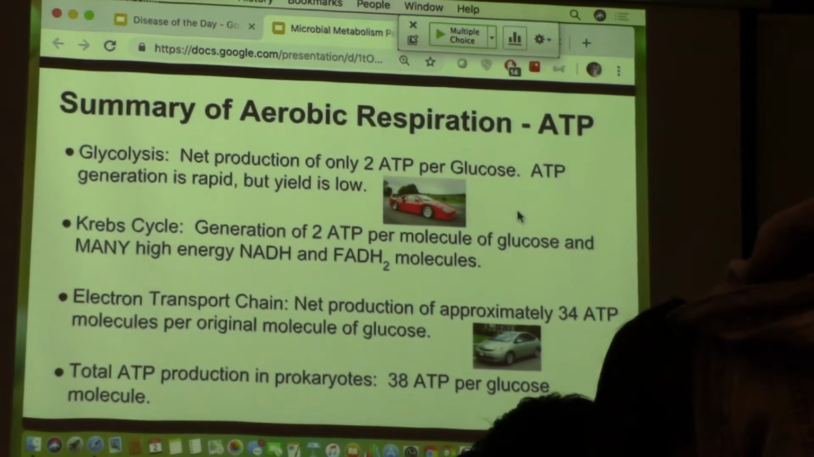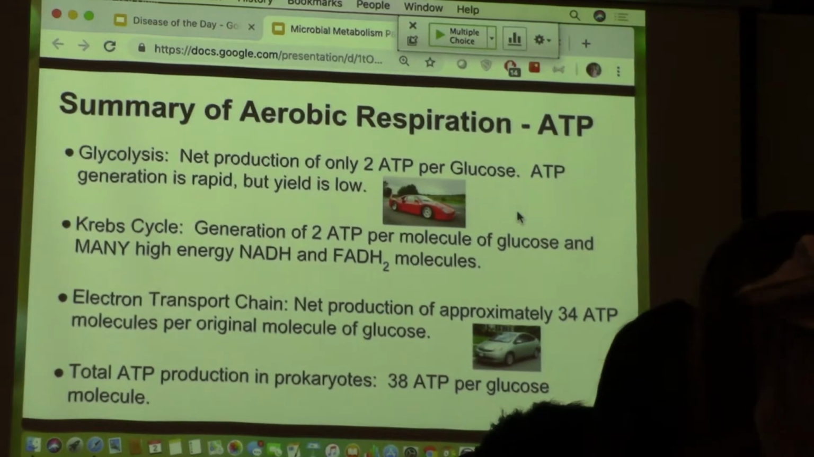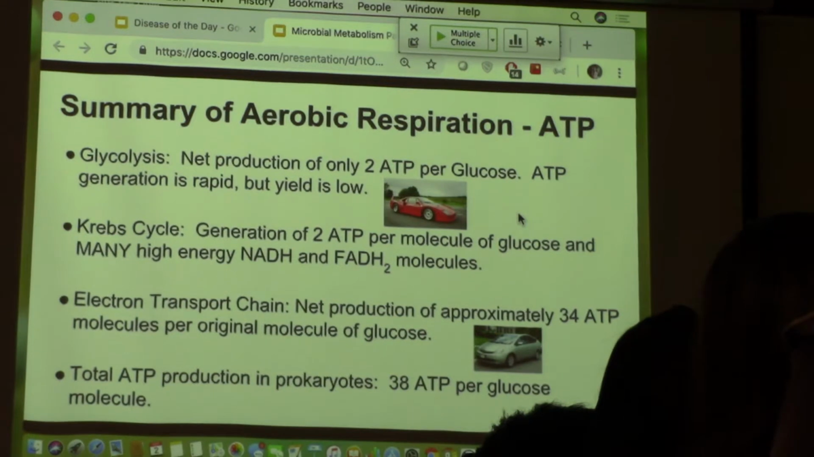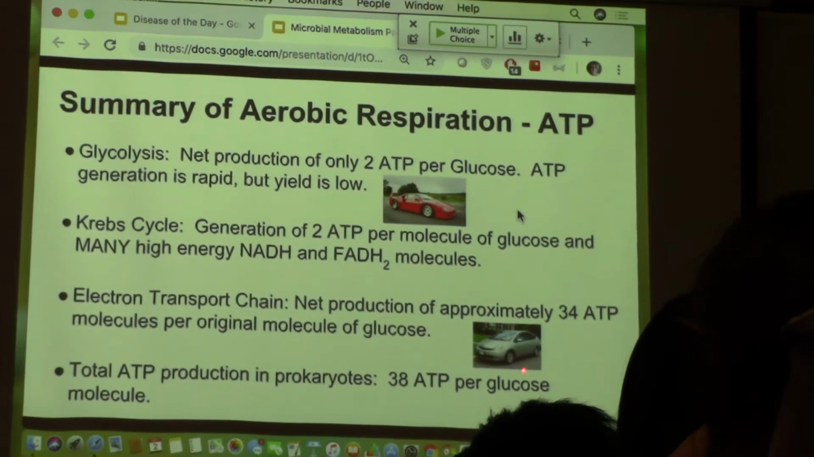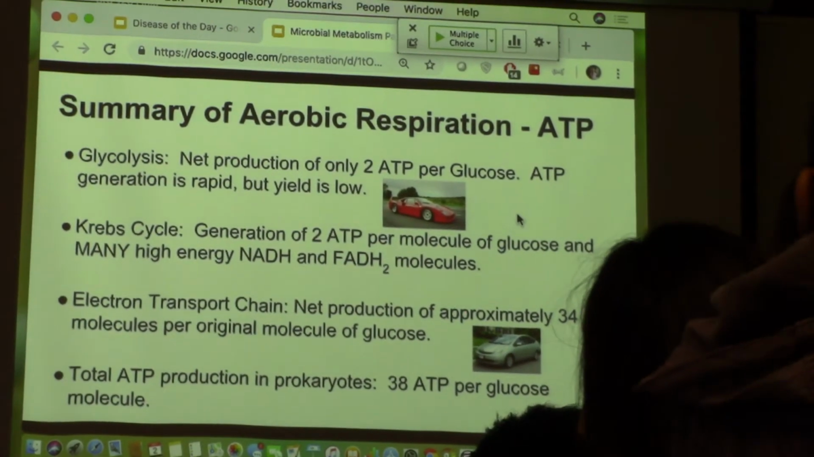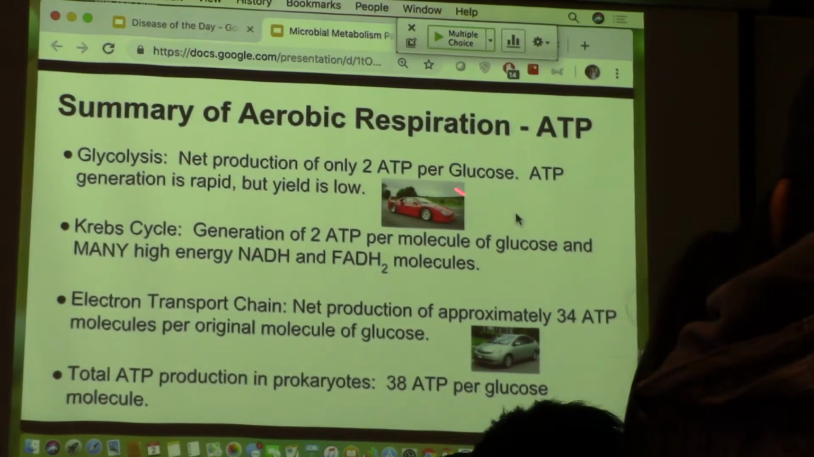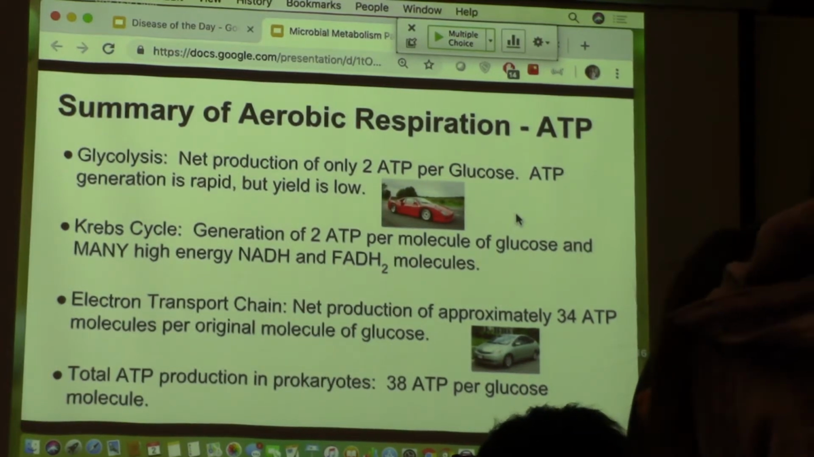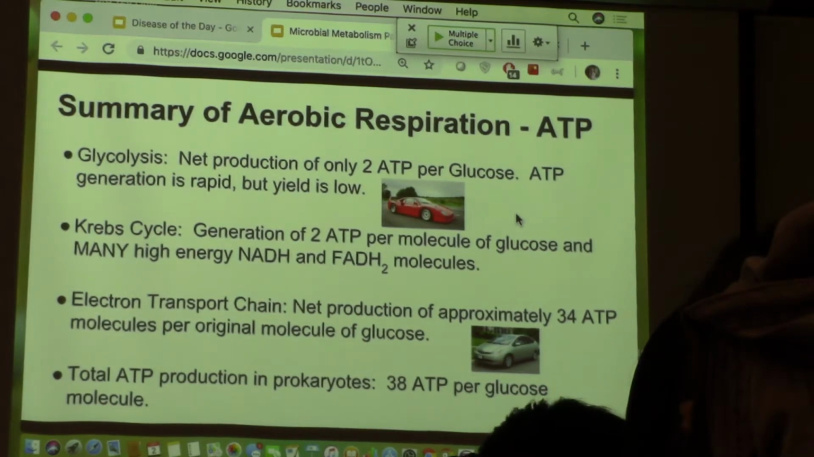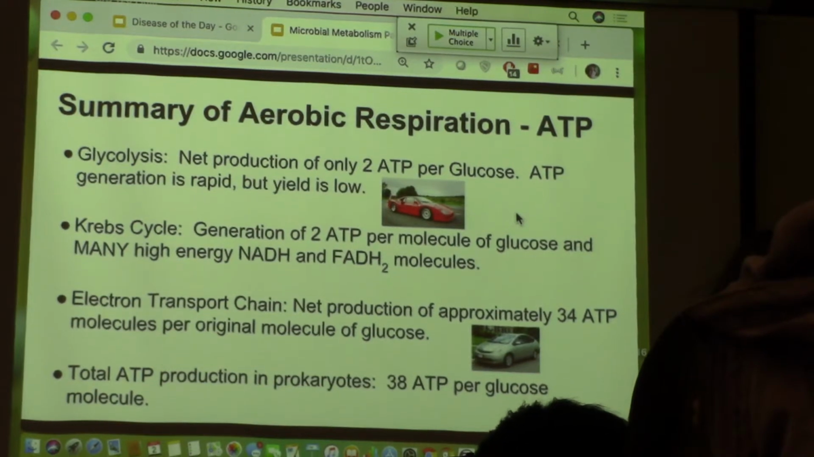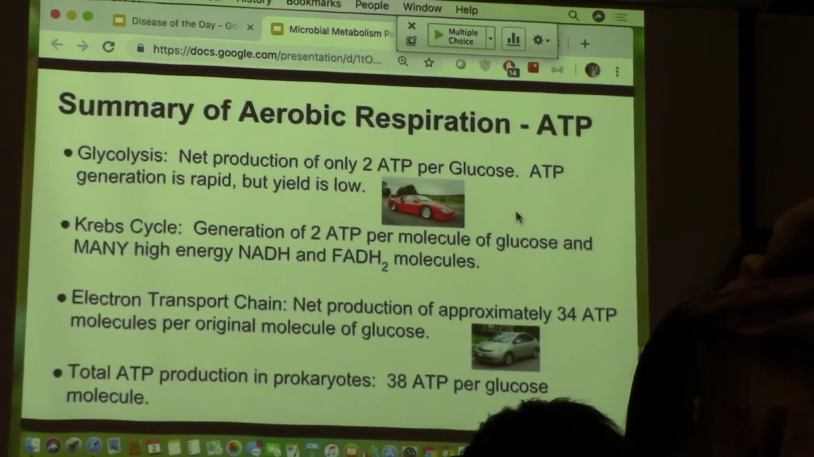Have you ever driven a Prius? When you step on the gas, nothing happens for a few minutes, and then it catches up. I had one, I really liked it. But anyway, it's slow, right? But it's very efficient, you get great gas mileage. So glycolysis is kind of like a Ferrari. It makes ATP fast, but not efficiently. The electron transport chain and Krebs, in the presence of oxygen, you can get a lot more energy out of a glucose molecule, but it's not very speedy. Questions on this? And then we're going to move on to fermentation.